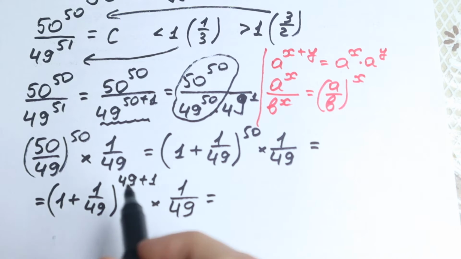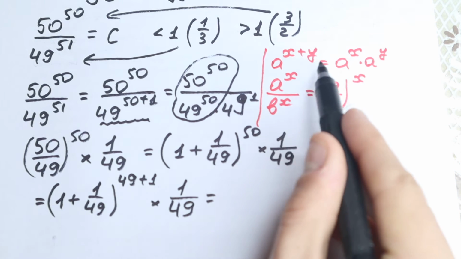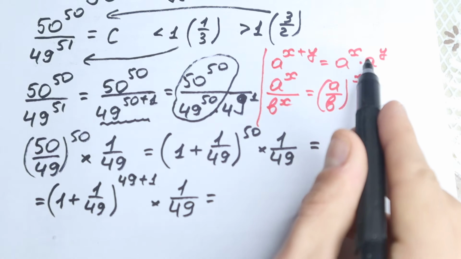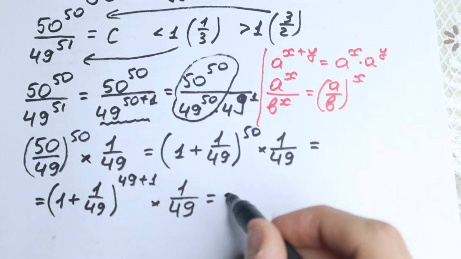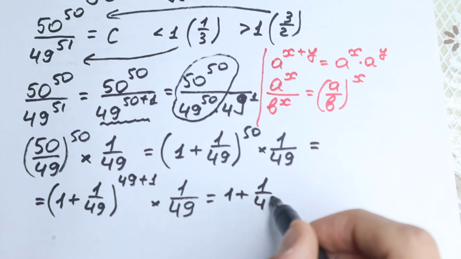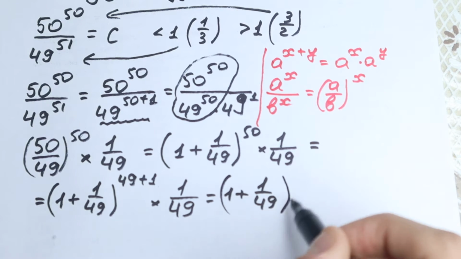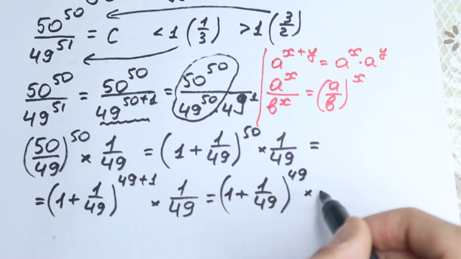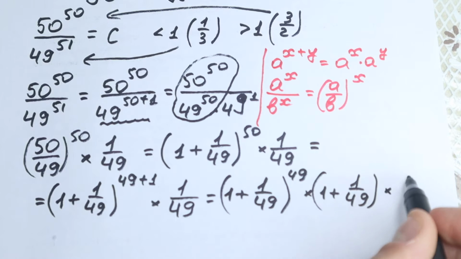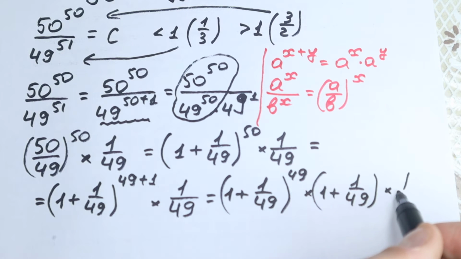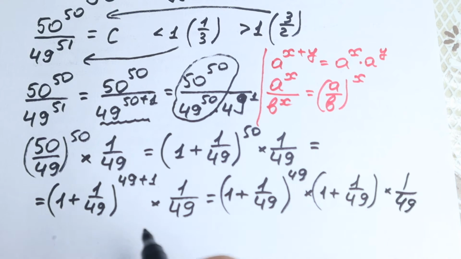Okay, so let's apply this rule right here. As I told before, a to the power x plus y is equal to a to the power x times a to the power y. Let's apply that right here. So we have a complicated expression, but it doesn't matter. This expression to the power 49 times the same expression to the power 1. So we have 1 plus 1 over 49 to the power 49 times the second parenthesis, 1 plus 1 over 49, and times 1 over 49. Okay, and now, final thoughts.